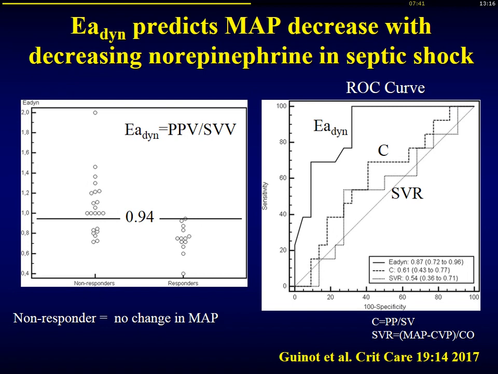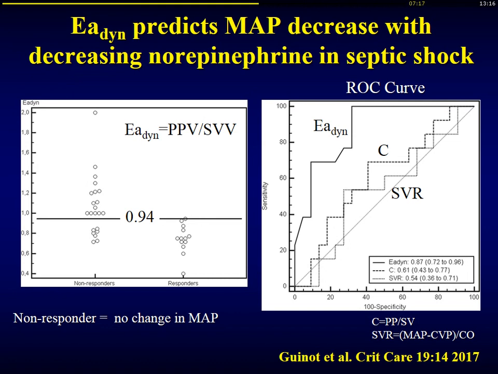You don't. So what do you do? You turn it down a little bit and you look. And if their blood pressure doesn't go down, you smile and say, okay, I can do that. But if their blood pressure does go down, you're worried. Well, this group from France asked the question, can we identify when they're on norepinephrine if their blood pressure will fall if we decrease it?